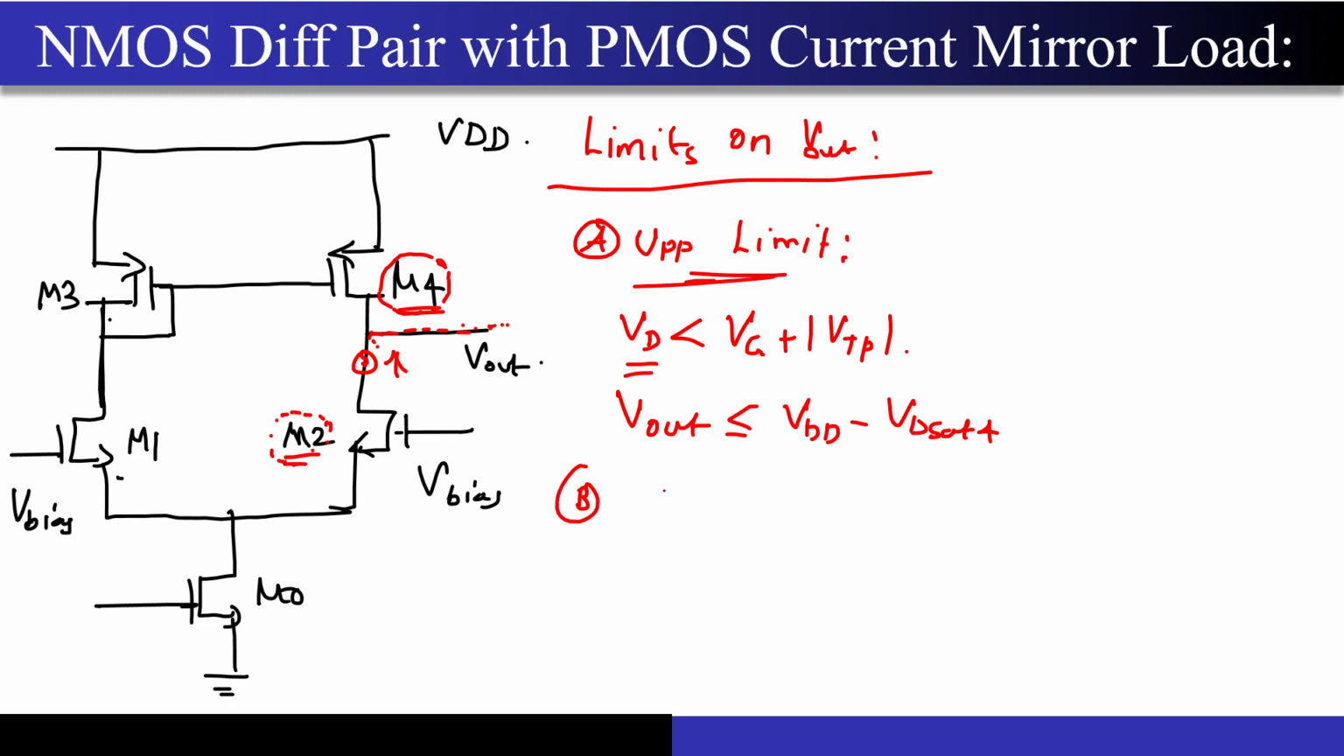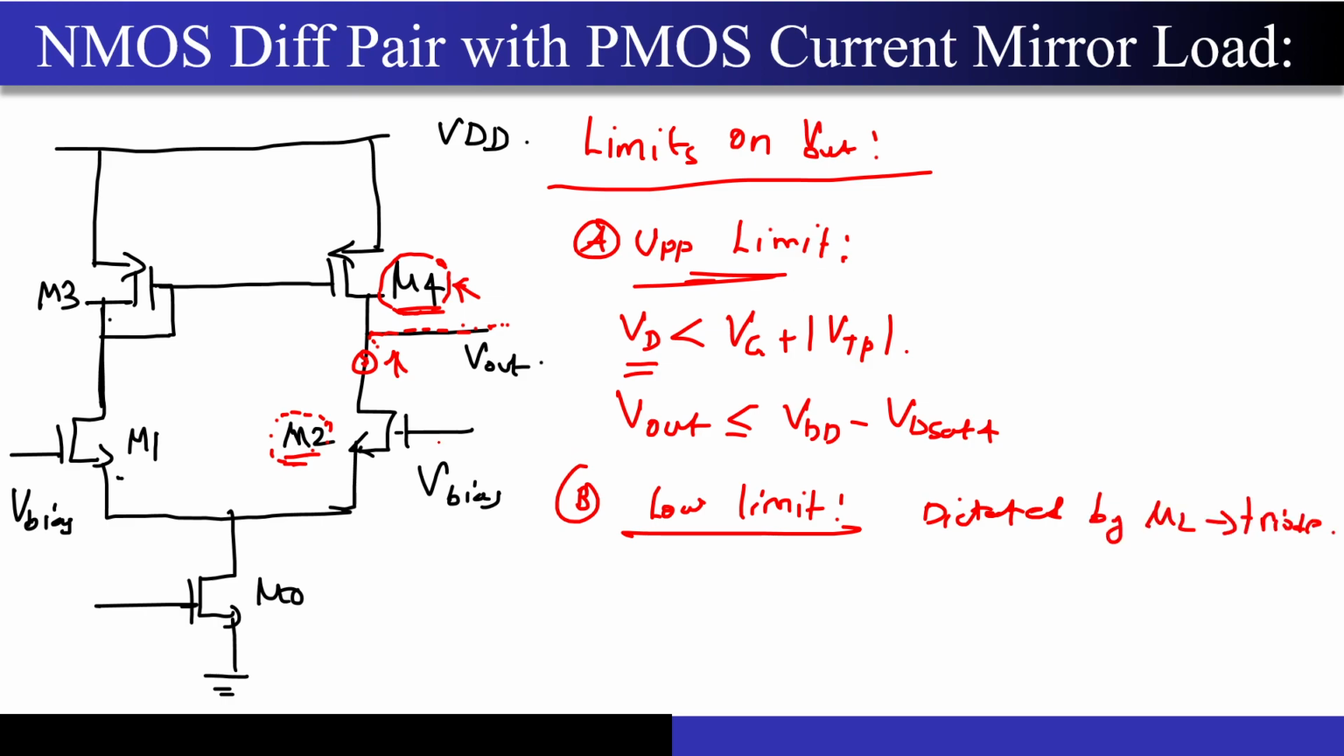Now coming to the lower limit, what will happen now if I keep on decreasing the V out? Can M4 get into trouble now? M2 will be affected. Yes, M2 will be affected, right? So this condition is dictated by M2 going into the triode region. Correct? There will not be sufficient headroom left over.